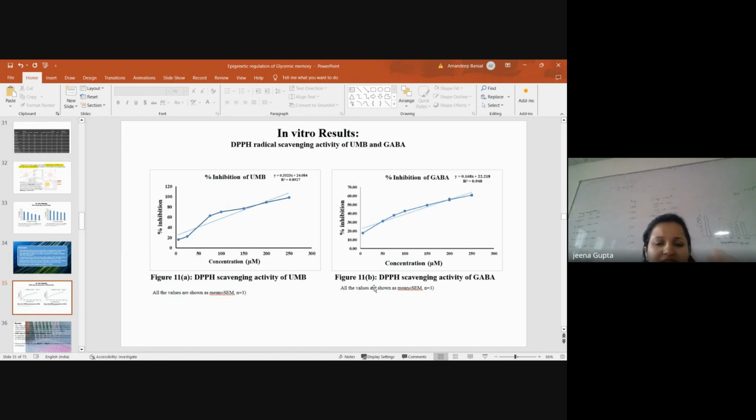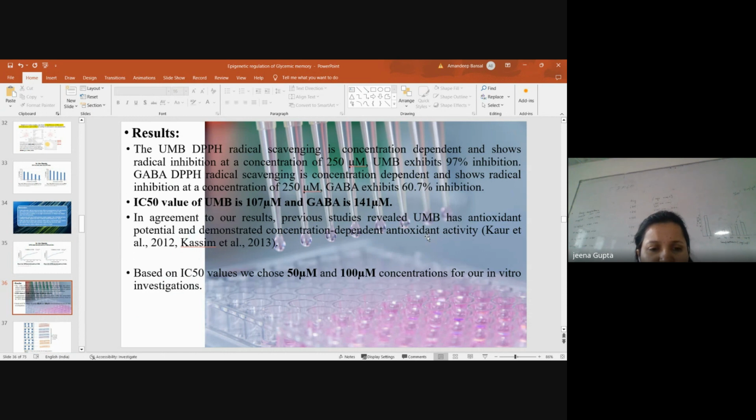So we see whether these potential phytochemicals can reduce the oxidative stress or not. We performed the free radical DPPH scavenging activity for these compounds, and we observed that both compounds can scavenge the free radical DPPH, and they show a dose-dependent activity. The IC50 for inhibiting free radical DPPH is 107 micromolar for ambaliferone, and for GABA it is 141 micromolar.